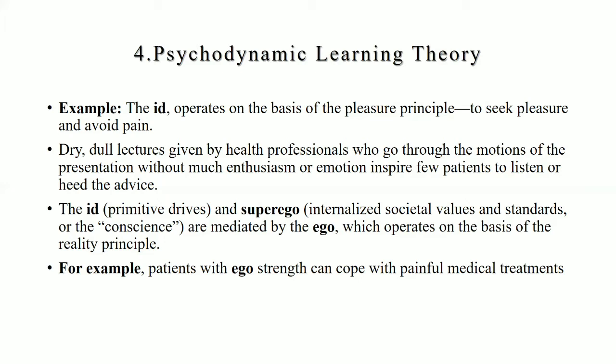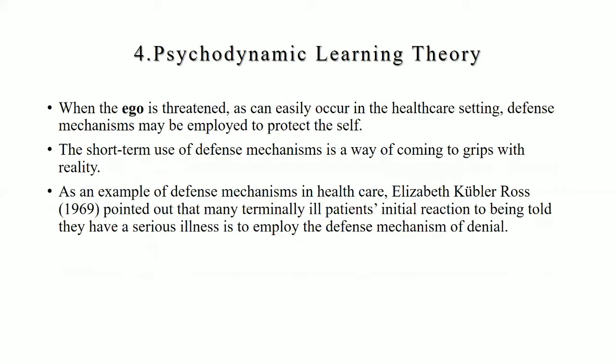The ego basically operates on the basis of the reality principle. What is the reality principle? It is the orientation to the reality that exists at that time. For example, a patient with good ego strength can cope with painful medical treatment. With poor ego strength, he may not be able to cope with the painful treatment.